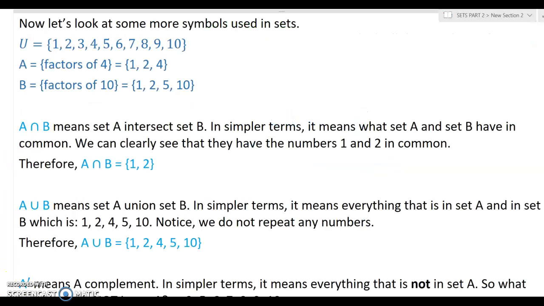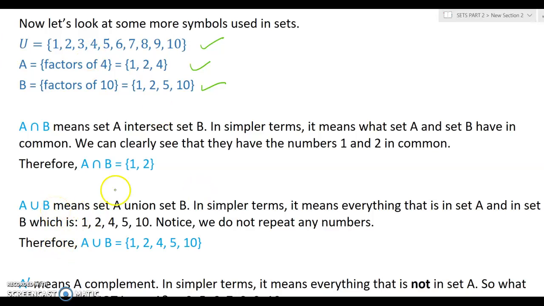So now we're going to look at more symbols used in sets. Again, these are symbols you would have met at some point before. Some of you may remember the symbols from before, some of you may not. It's not a problem either way. We're using the same example from before. We have our main set, the universal set, set A and set B. Set A is the factors of 4, set B is the factors of 10. Now we're going to look at intersection firstly.